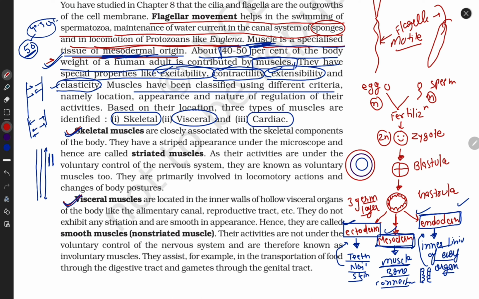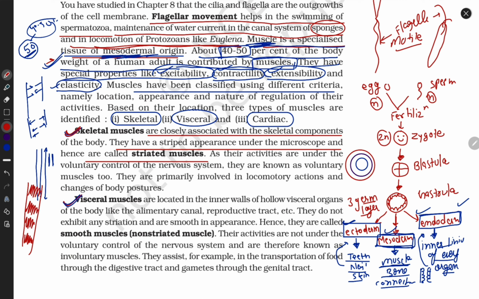Alright guys, let's start with skeletal muscle. Skeletal muscles are closely associated with the skeletal components. They have a striped appearance under the microscope and hence are called striated muscles. They look like this. Look here, they are striated.